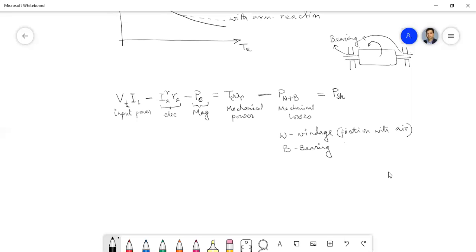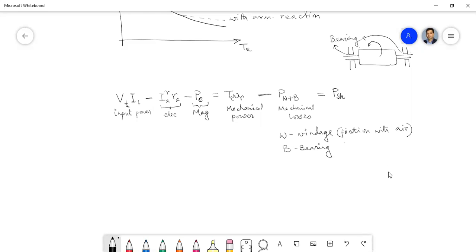Now what we do, we reduce the losses one by one. First, we reduce the electrical load. Okay, so if we reduce the electrical load, then this I square RA part will be reduced.